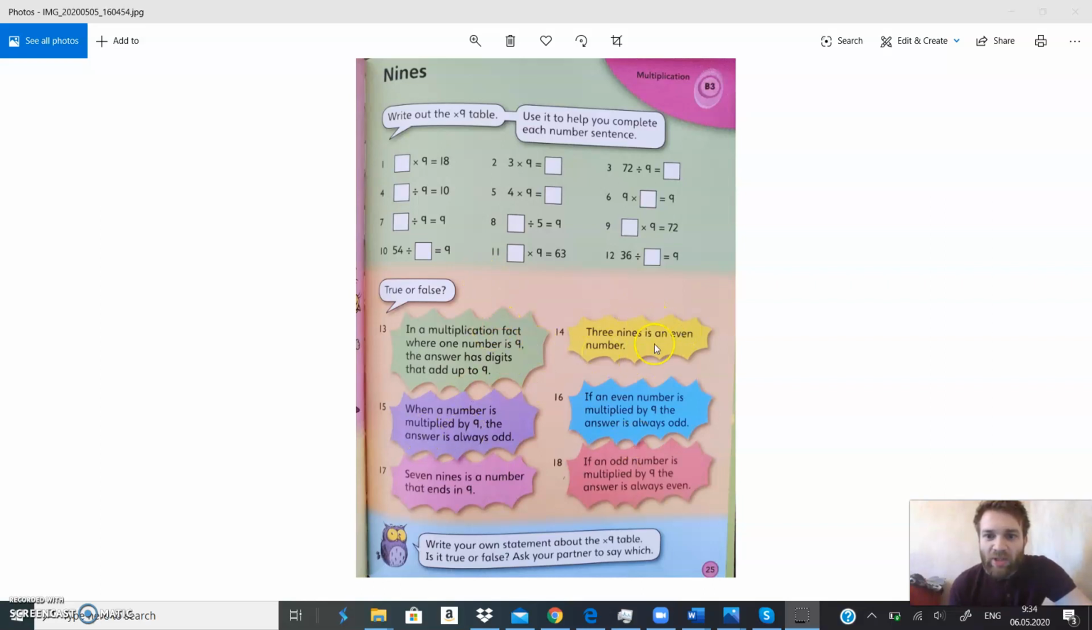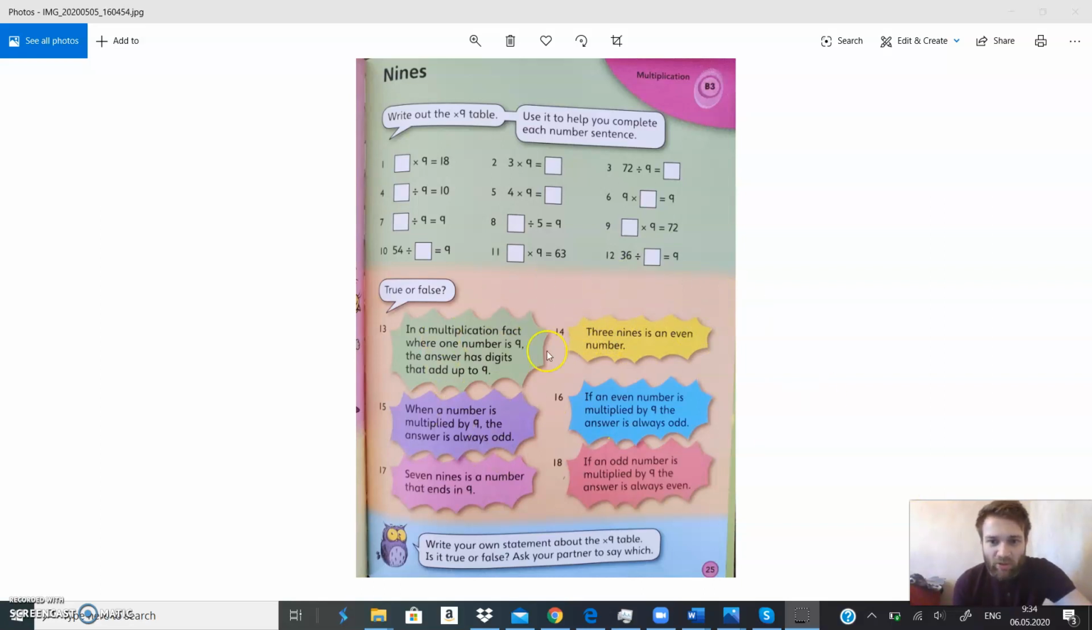3 9s is an even number. For that one, you've got to do 9 plus 9 plus 9. What's the answer? Is the answer even or odd? Remember, odd numbers finish in 1, 3, 5, 7, or 9. Even numbers finish in 0, 2, 4, 6, or 8. So look for 3 multiplied by 9. Maybe it's going to be in here somewhere. And you just have to say if that's an even number, it's true. If it's an odd number, it is false.